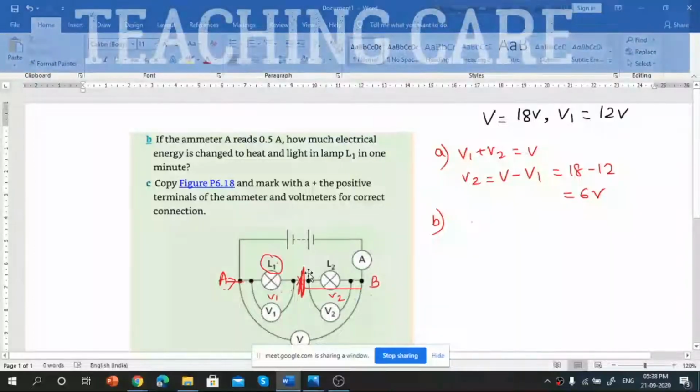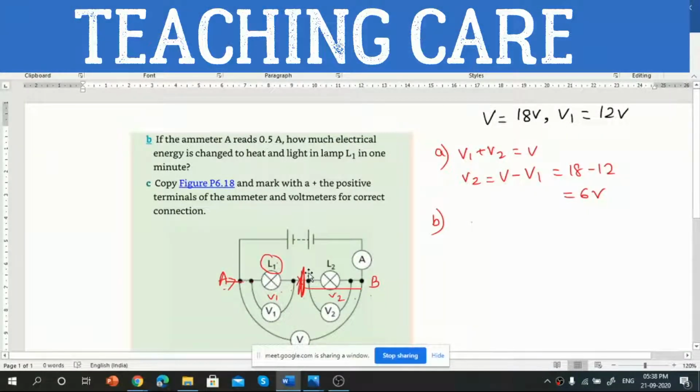Find this out and tell me the answer. We have already done part A. You find out part B and tell me the answer. Power is equal to V into I. So how much force is that? Electrical energy, right?